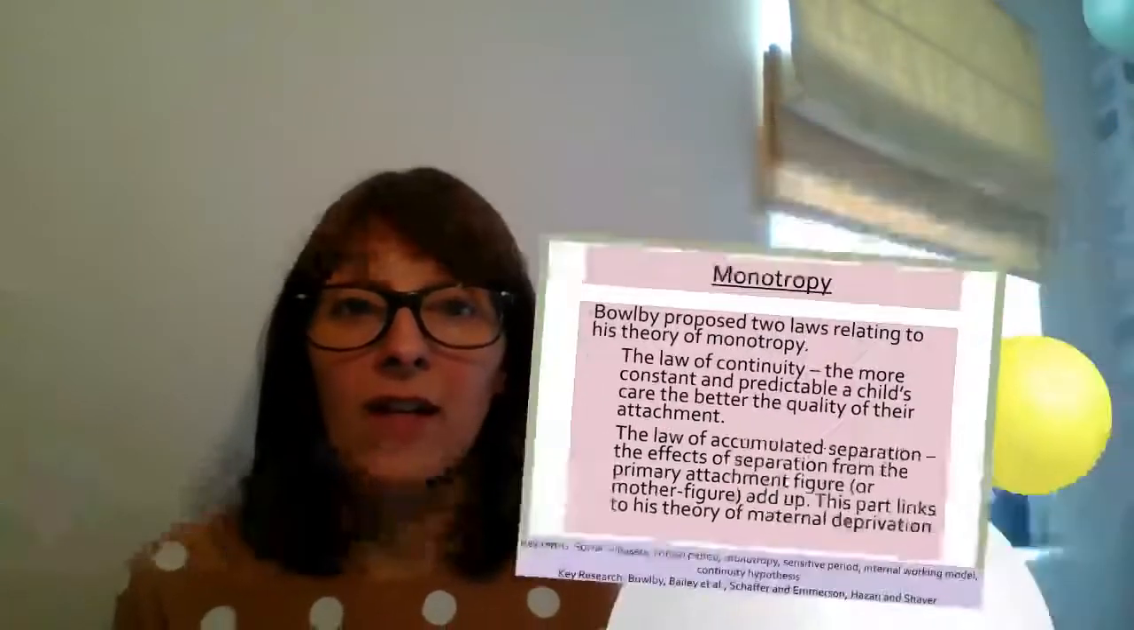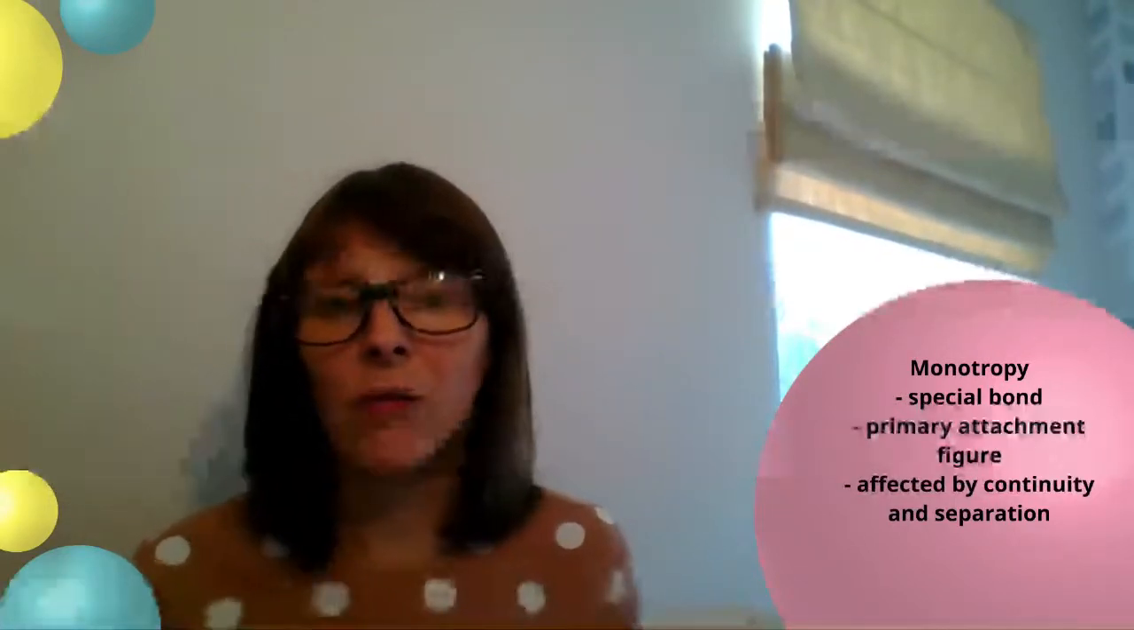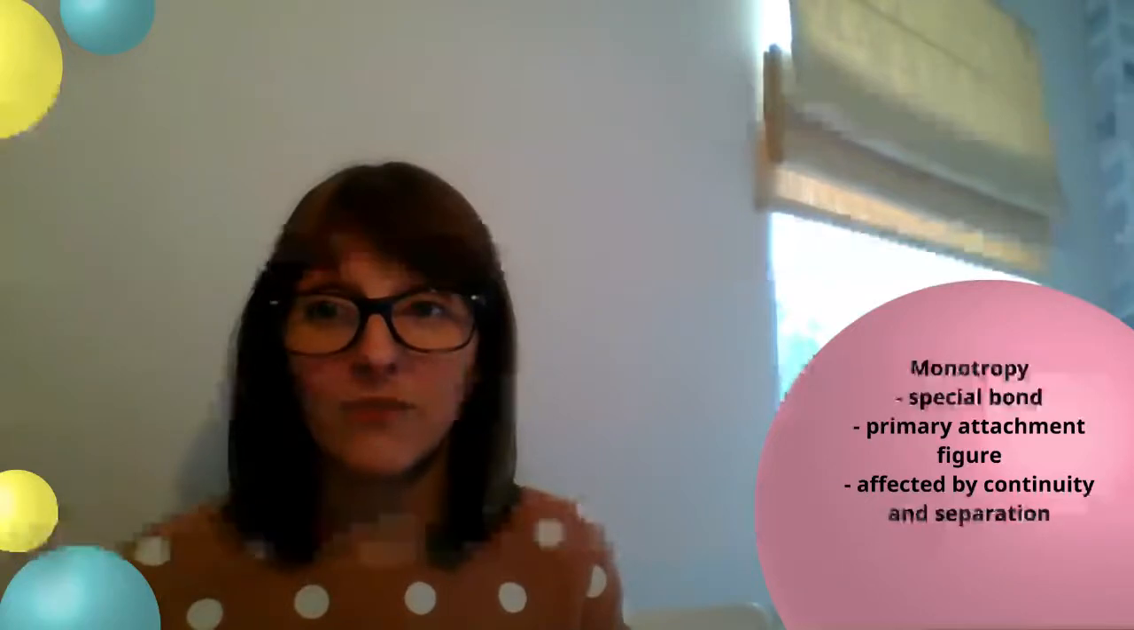So just to summarise Bowlby's monotropic theory, it's a special bond between an infant and a primary attachment figure, which Bowlby referred to as a mother figure. It's affected by continuity and basically consistency as well. So if your attachment is continuous and reliable and predictable, then you're going to have a better attachment between the infant and the primary attachment figure. And then separation: the more often you are separated from that primary attachment figure, or the longer you are separated, the more of an effect it has on that child's development.